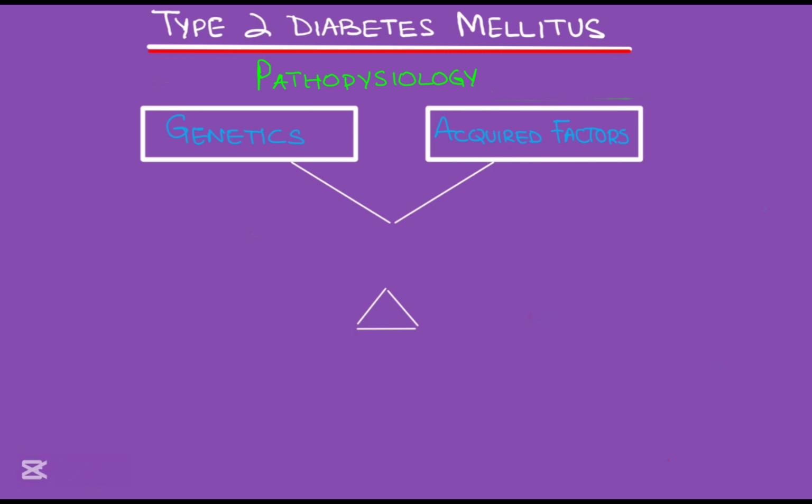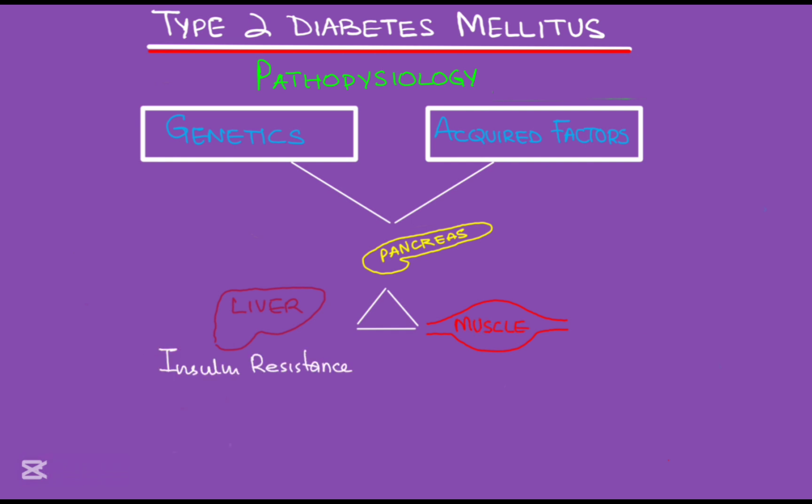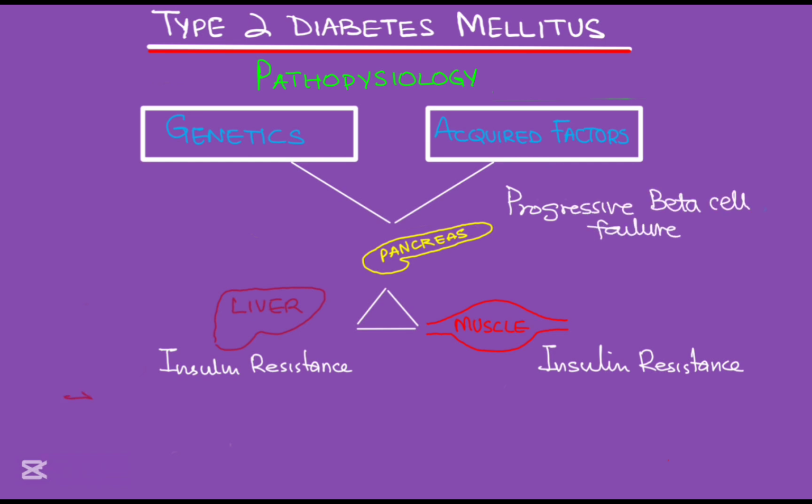In the pathophysiology of type 2 diabetes mellitus, three organs are at the center of the disease process. These organs include the liver, pancreas, and muscles. Insulin resistance develops in the liver and the muscles, and progressive beta cell failure occurs in the pancreas. Now let's discuss each of these three mechanisms.